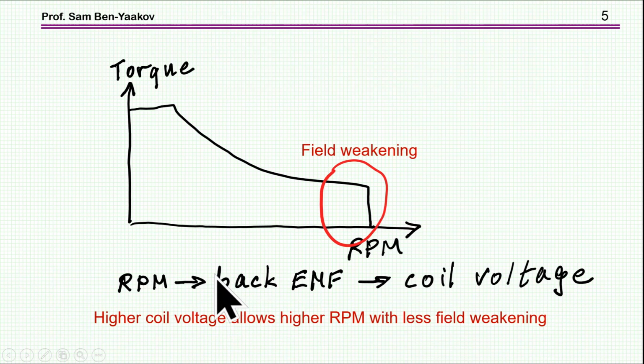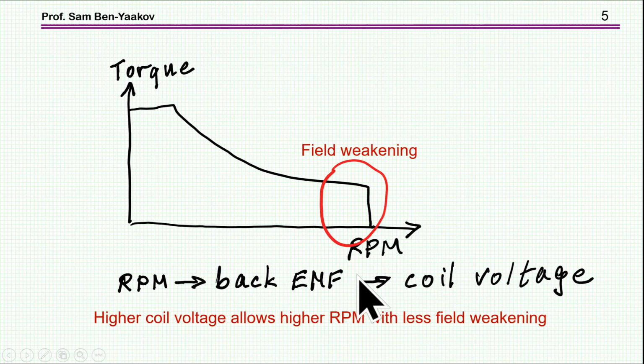Well, the reason relies on the issue of the high RPM range of a motor. I'm showing here a torque to RPM curve, and at high RPM there is a problem delivering torque to the motor, and the reason is that at high RPM you have a high back EMF coming from the motor, and therefore you need a coil voltage which is higher than the back EMF. So you are limited by the battery and the type of connection.